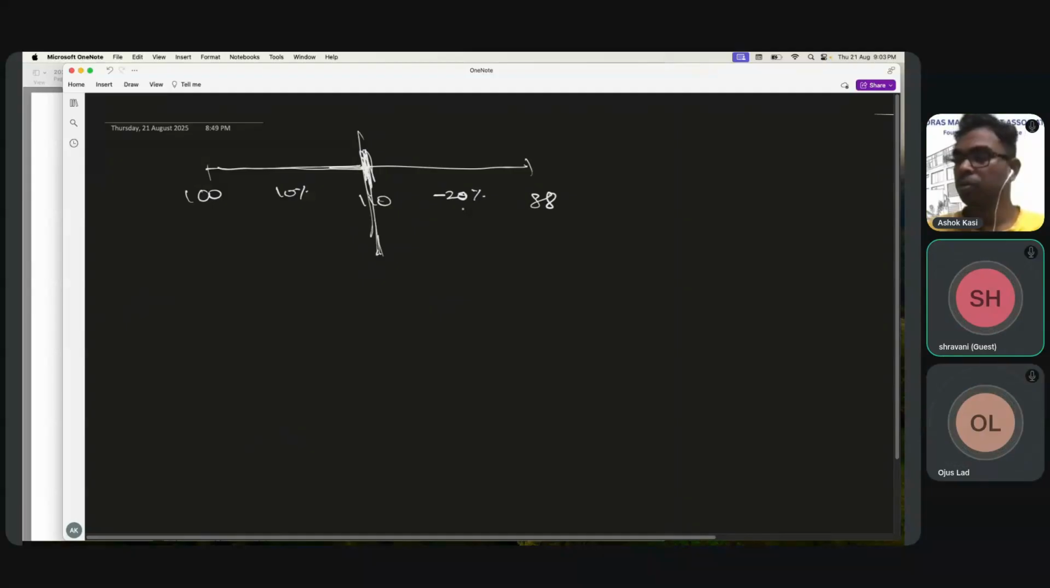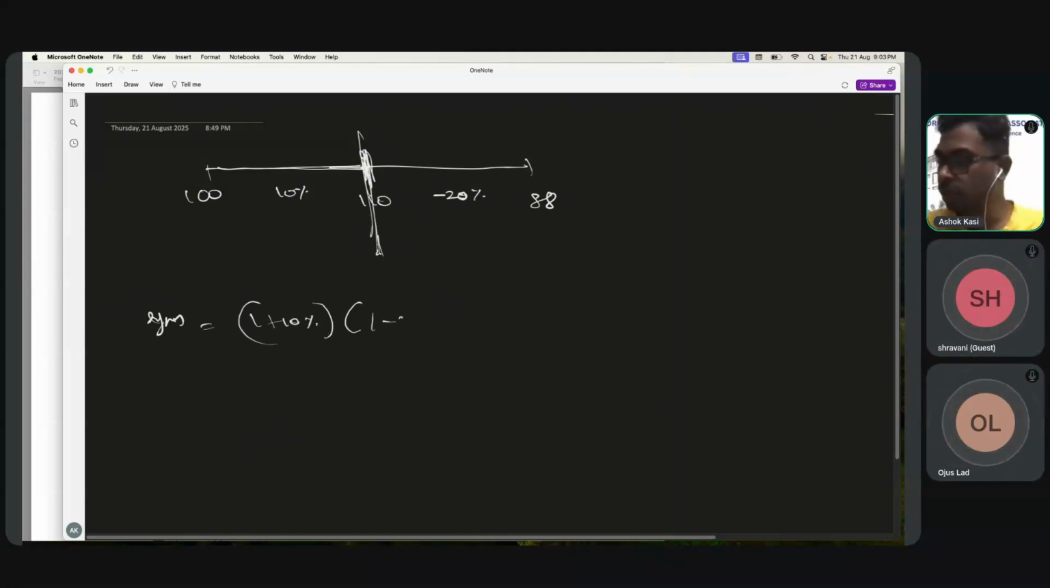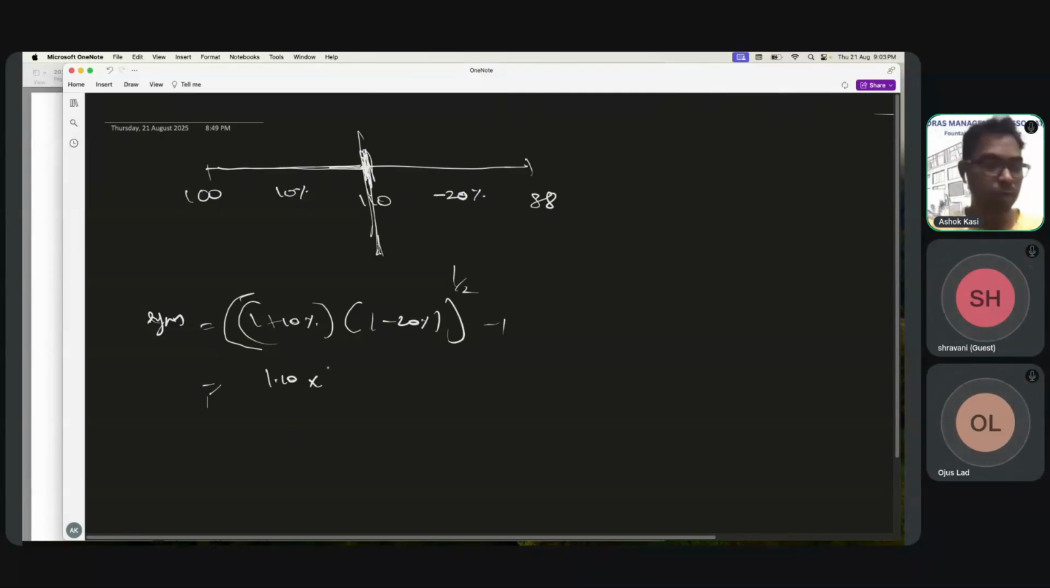Okay. So when you don't have any choice, see, somebody who is investing continuously. So geometric mean, 2 years. Somebody, an investor who did not time the market, his return is what? (1 plus 10%) into (1 minus 20%), raised to 1 by 2, minus 1. So that will be 1.10 into 1 minus 20% is how much?